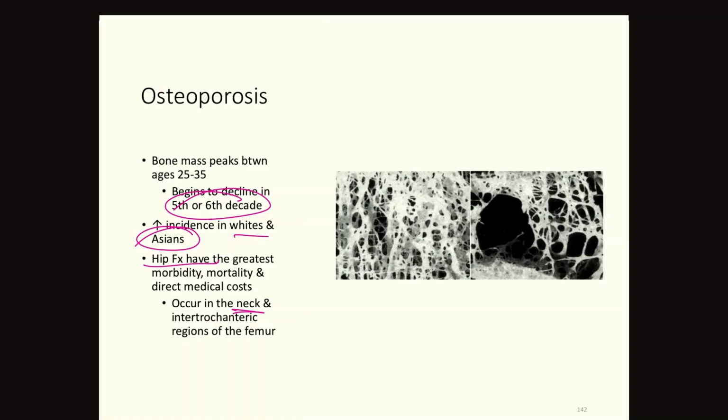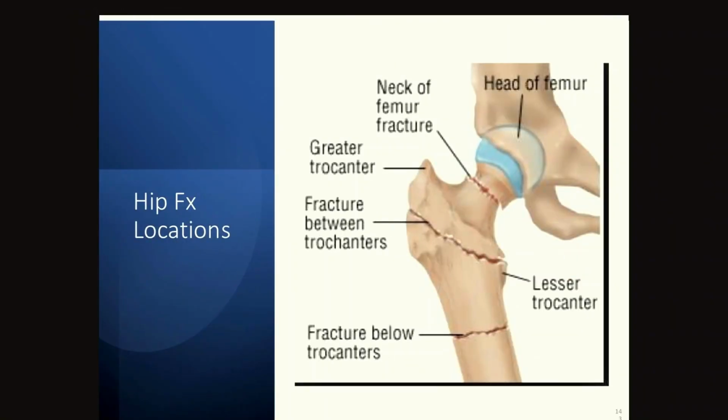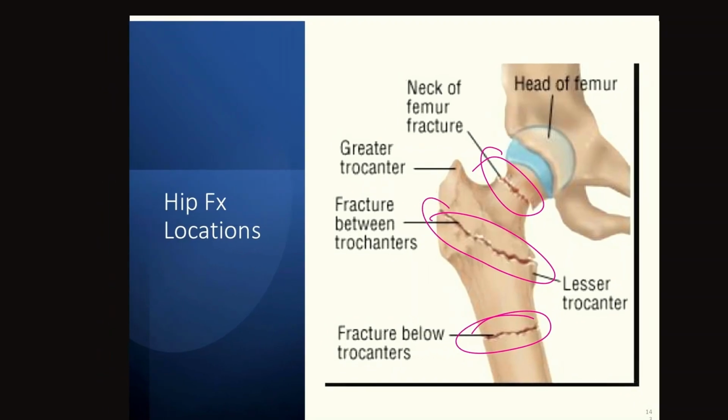Mainly going to be in the neck or intertrochanteric regions of the femoral head is where it happens. So either here, between the trochanters, or the femoral neck. These are the main areas of fractures where they occur. They can occur elsewhere, but it's usually pretty rare that happens.